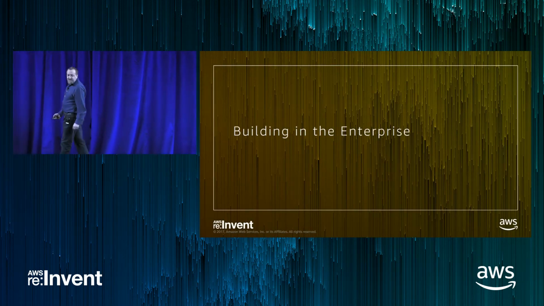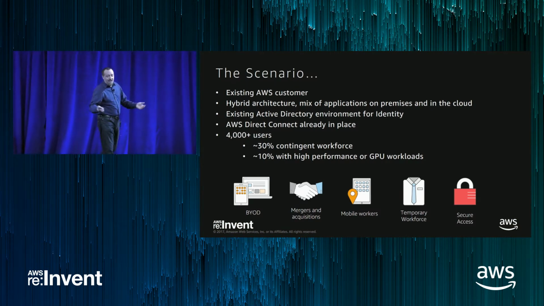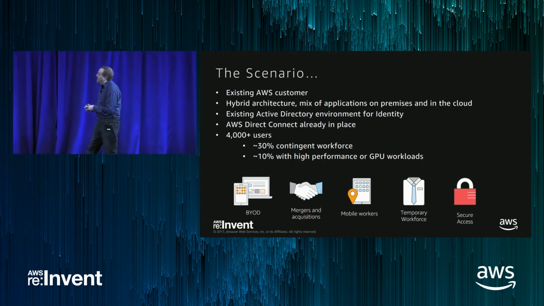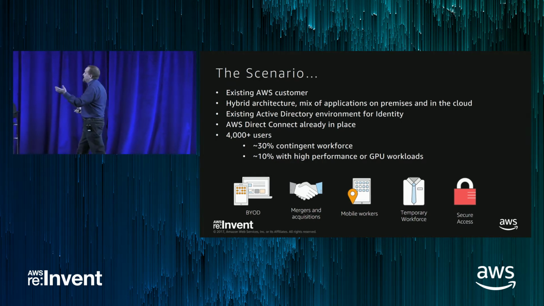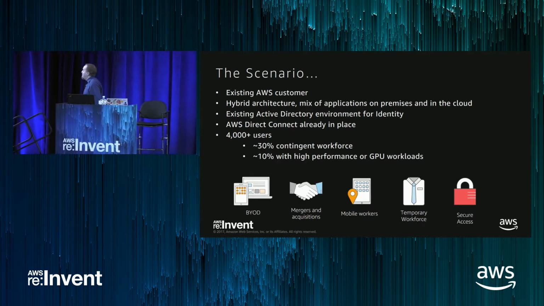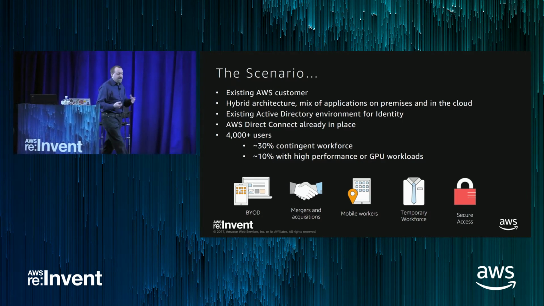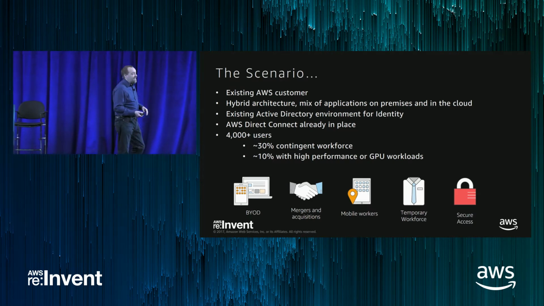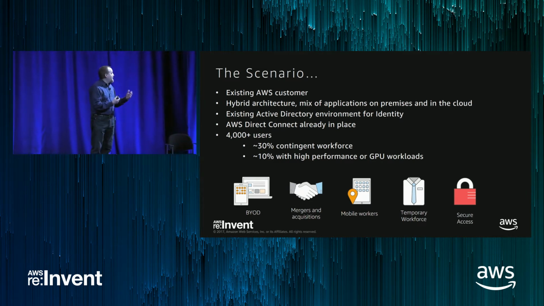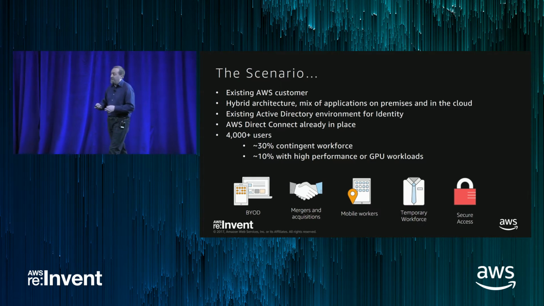All right, so building these solutions in the enterprise. Let's get into a use case. So we're going to start with a scenario, an existing AWS customer. You've got a hybrid architecture, a mix of applications on-premises and in the cloud, using an existing Active Directory environment for identity. We're going to assume Direct Connect is already in place. And we're going to talk about a solution that focuses on about 4,000 users. Now, in this environment, we'll say 30% of that is a contingent workforce, about 1,200 users, and about 10%, 400 users, have needs for those high-performance or GPU-based workloads, something that goes outside of the normal desktop requirement.